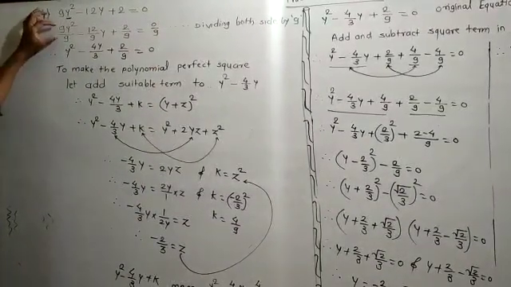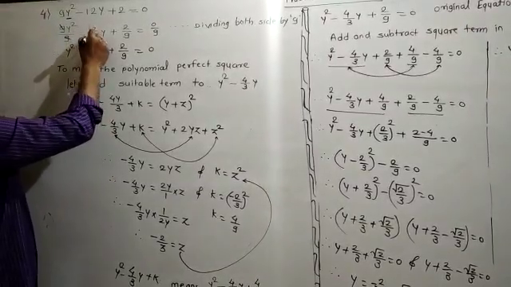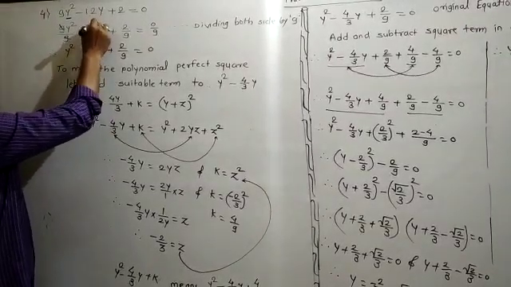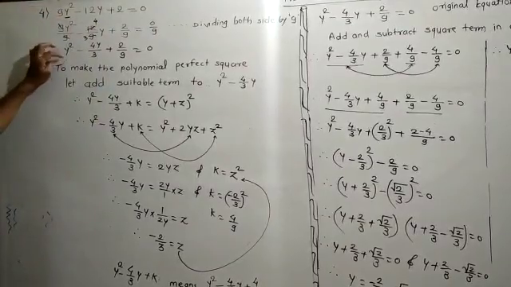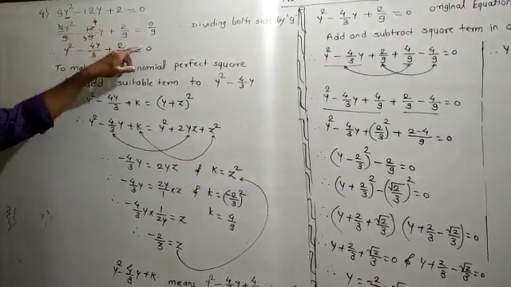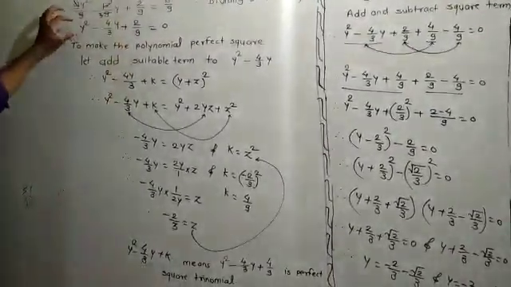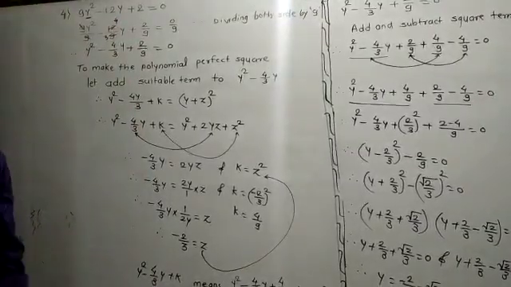Then you will divide: 9 ones are 9, 9 ones are 9, cancel; 3 threes are 9 and 3 fours are 12. This will come y square minus 4 upon 3y plus 2 upon 9 is equal to 0. Then this is in the form x square plus bx plus c is equal to 0.